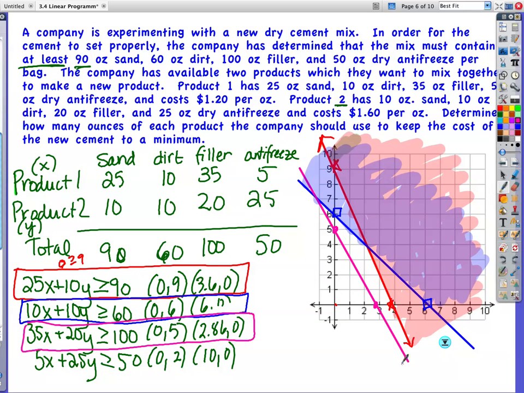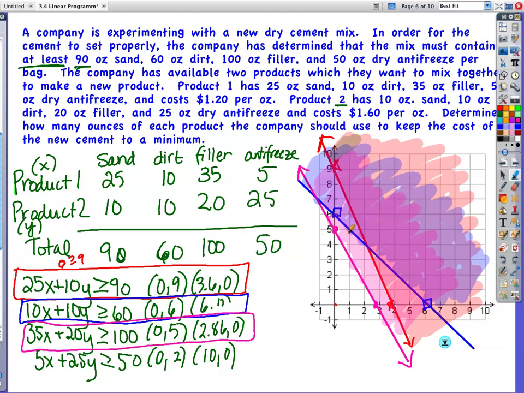Yep, it's kind of slow. Okay, and I'm going to shade. And once again, I test a point. 0, 0 is not greater than or equal to 0. So I'm going to test, or I already tested, and that one is not going to be less than. It's going to be over here on this side. So I'm shading everything over here.